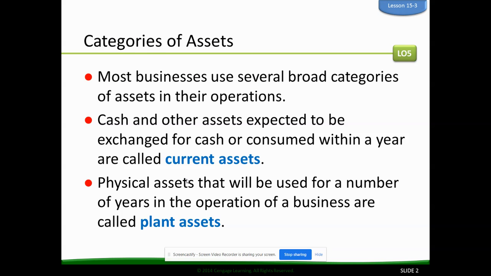Cash and other assets expected to be exchanged for cash or consumed within a year are called current assets, and physical assets that will be used for a number of years in the operation of a business are called plant assets.